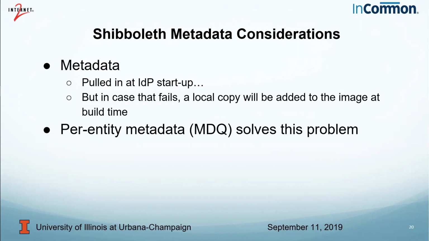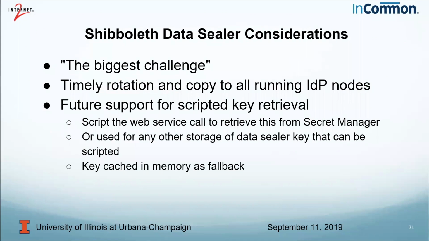So one of the big snags we've hit here is this data sealer key that I mentioned before when I was talking about session storage on the client side. The problem there is, how do you get a new data sealer key to a varying number of IDP nodes running in AWS when none of them is really the master node and they're all running in containers? This hasn't been a simple challenge.